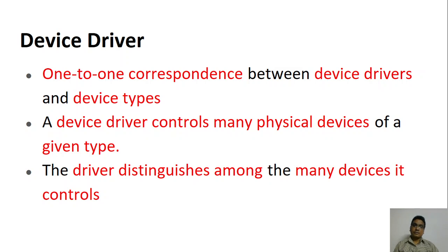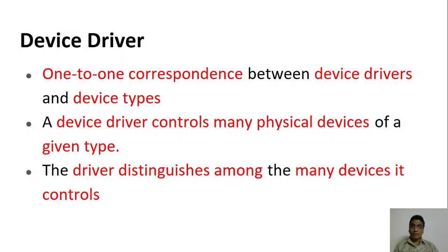When we look at the driver and the different types of devices, there is a one-to-one correspondence between a device driver and the device type. What I mean to say is, suppose you have a device called a keyboard, then there will be a driver which is associated with that keyboard. That means between your keyboard device driver and the keyboard, there is one-to-one correspondence.